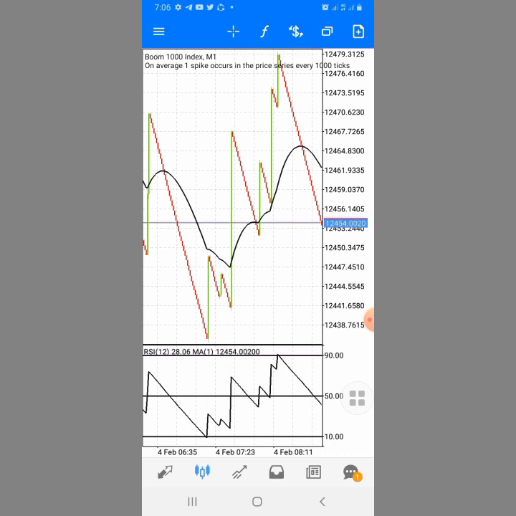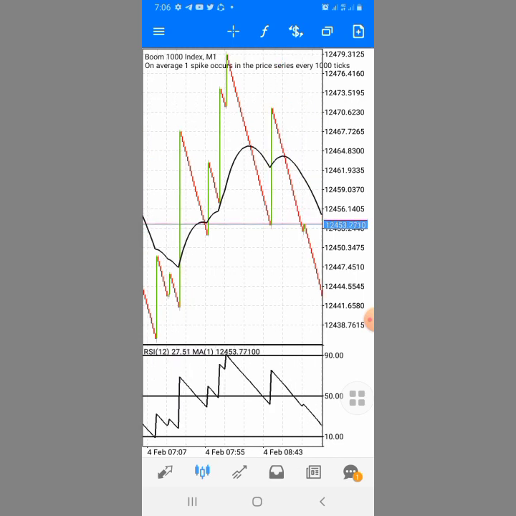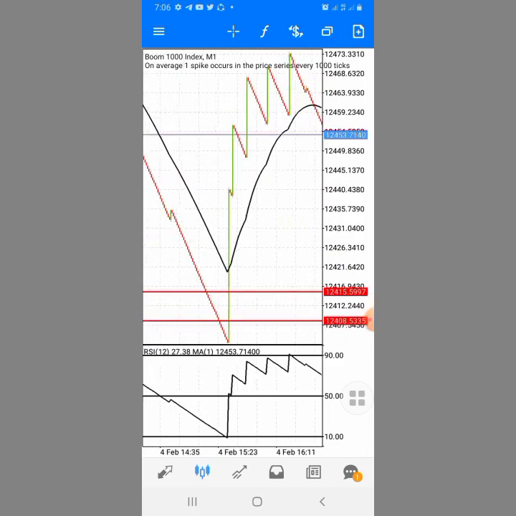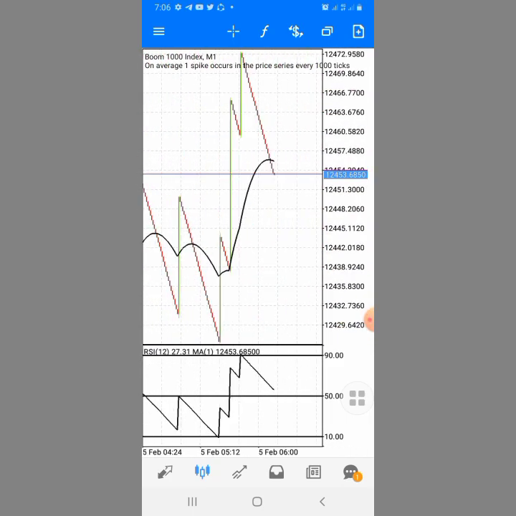This strategy works for Boom 1000 and also Crash 1000. It also works for Crash 500, if you understand it well. So go ahead and backtest it on your account. Okay, as simple as that. Right, let me not make this video lengthy. I don't want this video to be very lengthy, so I'm going to stop this video right now.